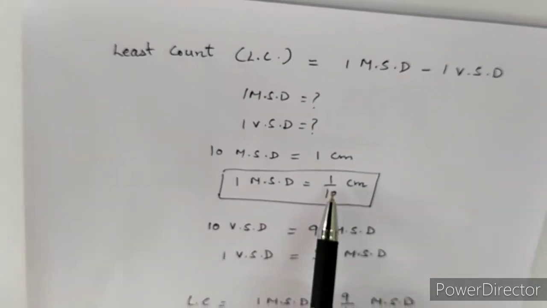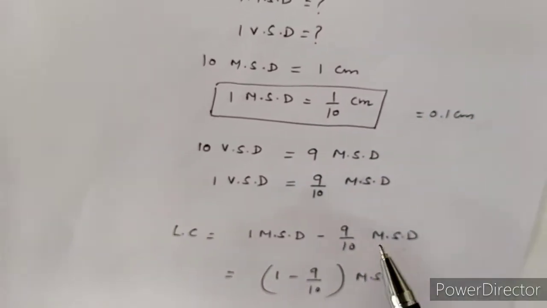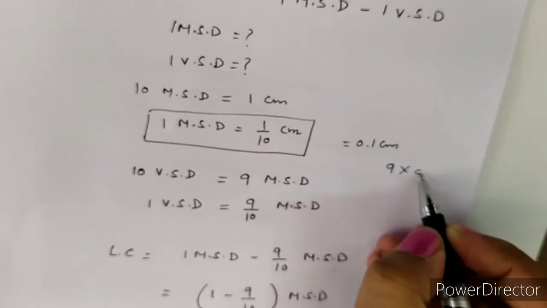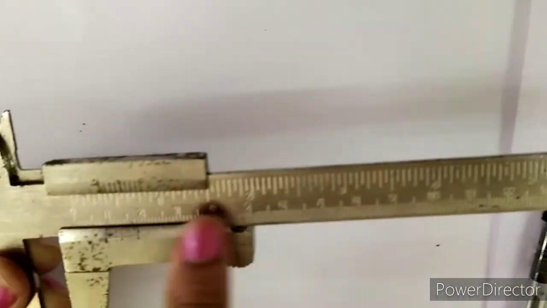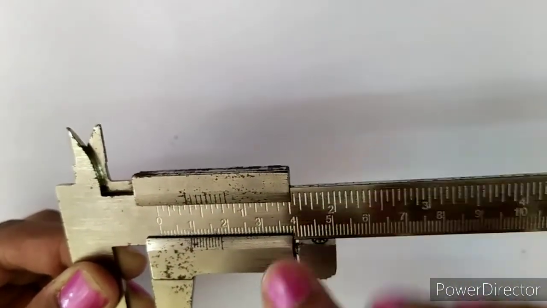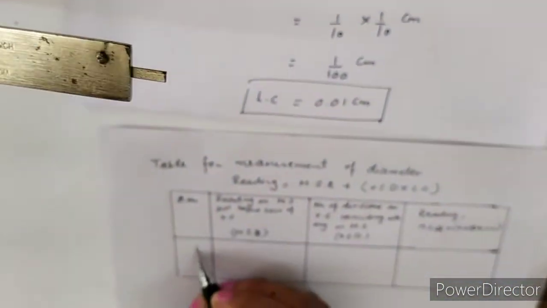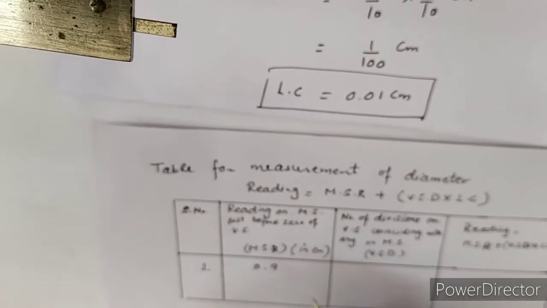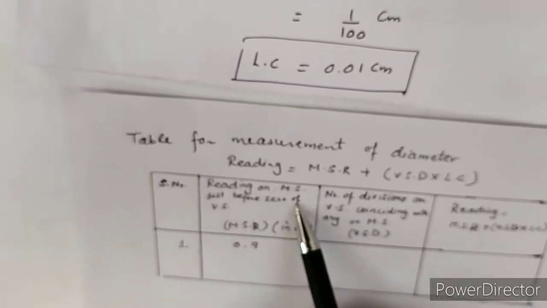As we know, one main scale division is equal to 1 by 10, that is 0.1 centimeter. So corresponding to the 9th main scale division, it will be 0.9 centimeter. Or it's simple, if you read the scale, this is in centimeter, it is 0.9 centimeter. So the main scale reading is 0.9 centimeters, the reading on main scale just before 0 of vernier scale.